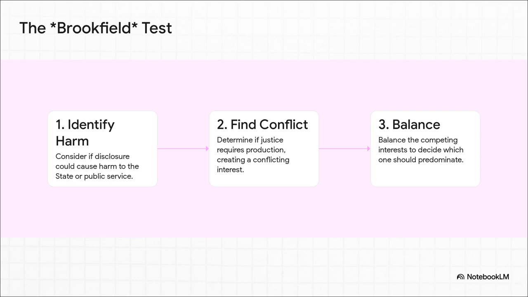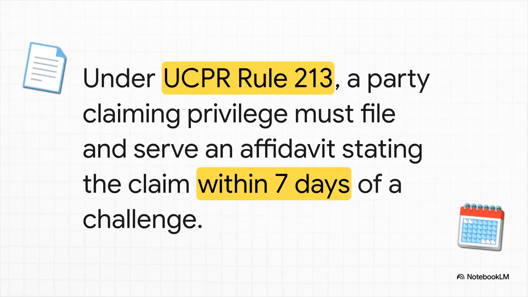What's the competing public interest in making sure justice is done in this case? And Step 3. You balance them. Which one wins? And here is the procedure that you absolutely need for your exams. If the other side claims this immunity, and you want to fight it, UCPR Rule 213 kicks in.